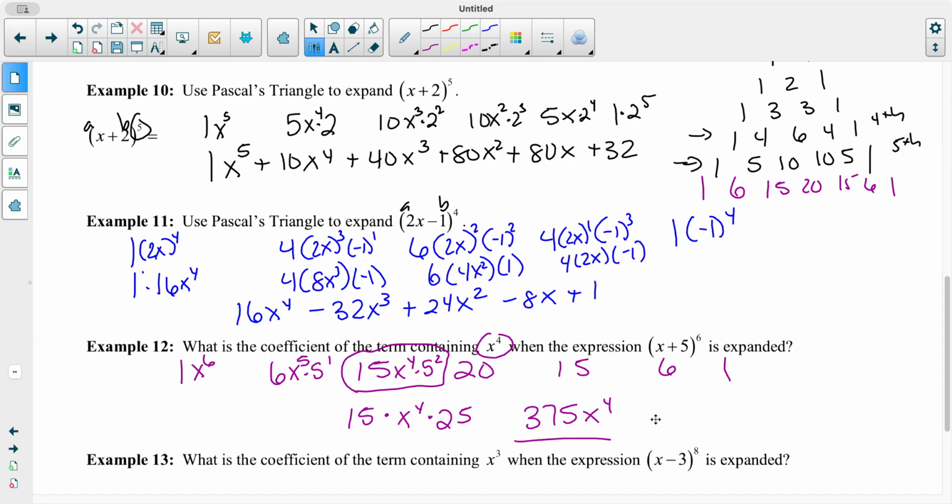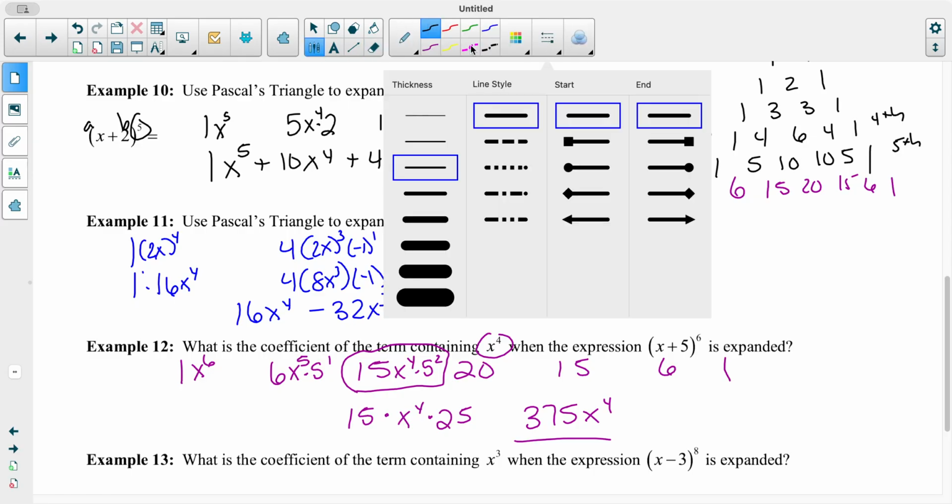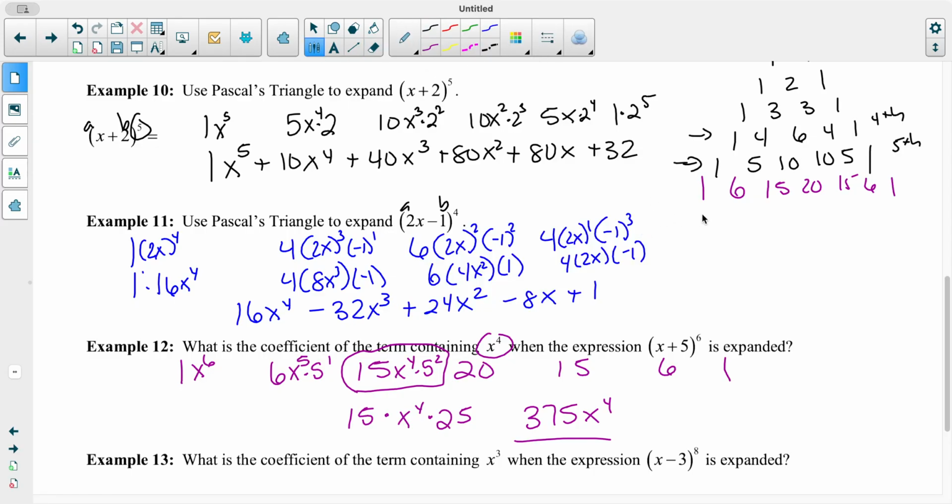Okay, we'll try another one. Oh, I need the 8th row. Oh boy, I'm gonna have to keep going now. All right, get this out of the way. All right, so expand this further. And again, it's just adding 1, 7, 21, 35, 35. And it is, again, symmetric all the way down. All right, so then 1, 8, 28, 56, 70, 56, 28, 8, 1. Okay, so this is my 8th row.